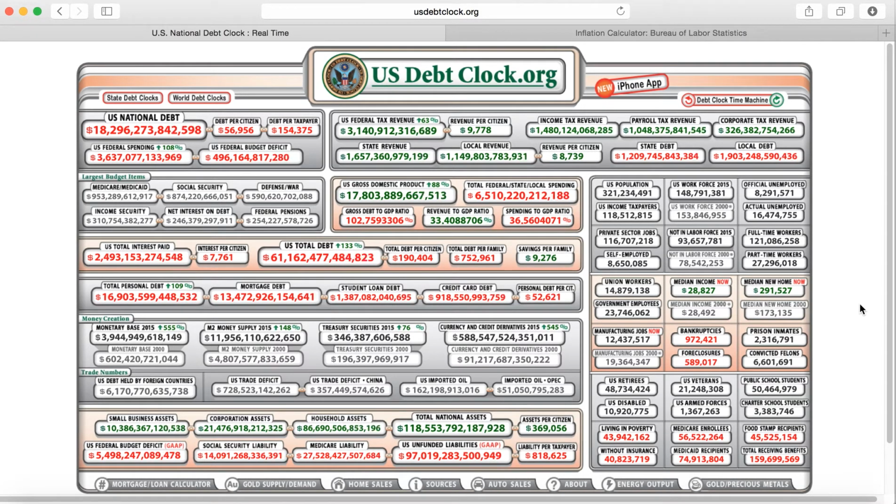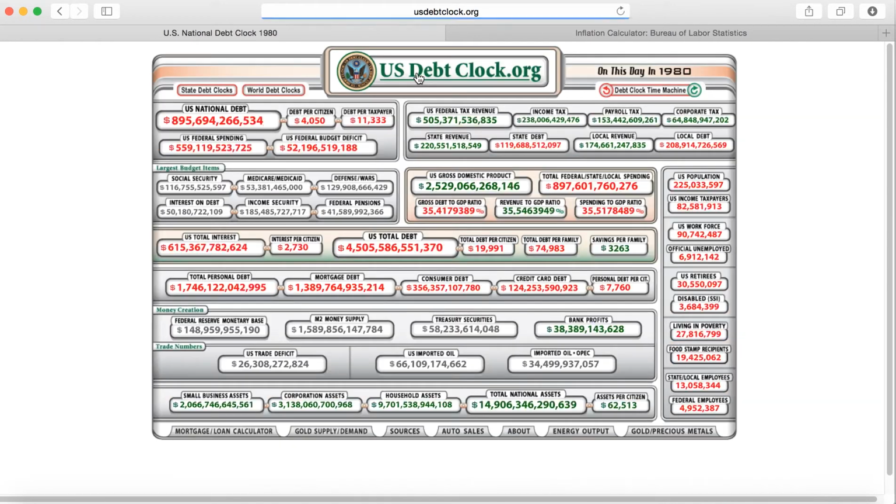Another thing that will definitely come in handy is this tool up here, the US debt clock time machine, up here in the right hand corner. If we click on it, we can go back to 2000 or even back to 1980. They didn't have as much information for the 1980 results, but we can see that our gross domestic product in 1980 was $2.5 trillion. Our national debt wasn't even $1 trillion.